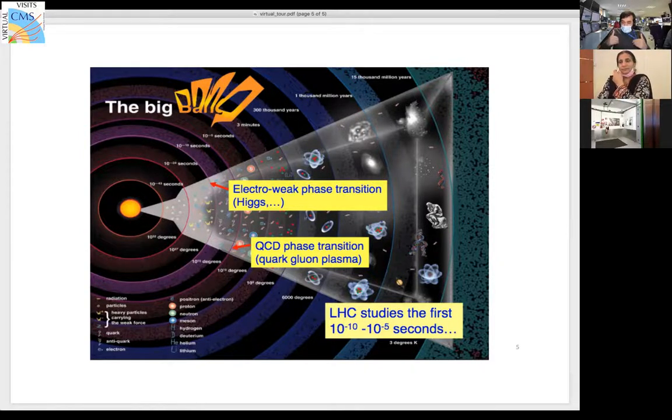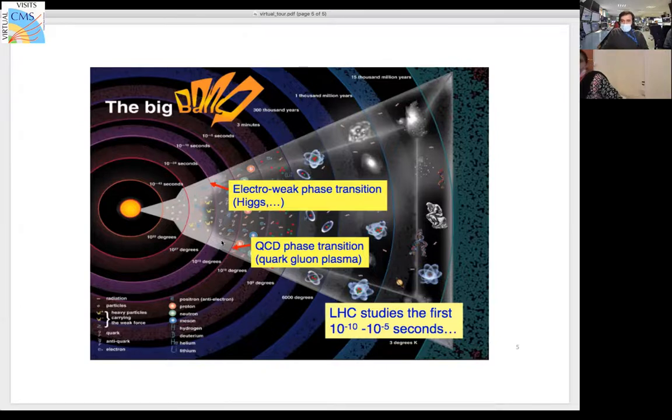And so the only possibility was to build a lab and create those conditions which were there at the beginning point and study matter at those energies. This is the best way to try to explore the secrets of the universe.